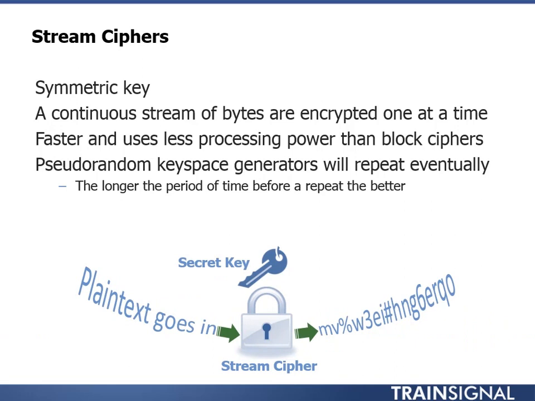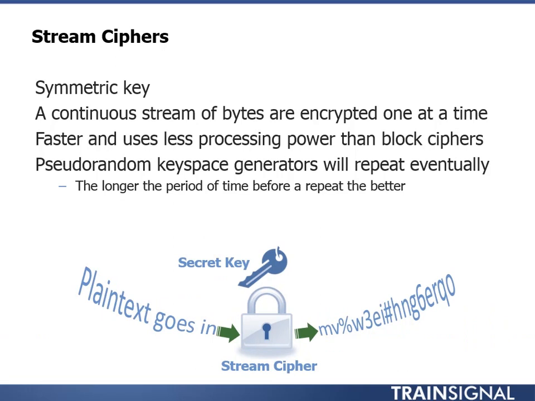The other option is a stream cipher. Stream ciphers always use symmetric key encryption, and they can process a continuous stream of bytes. So basically they're encrypting one letter at a time rather than encrypting an entire block. Stream ciphers are extremely fast and they use less processing power. However, the encryption generally isn't as strong as a block cipher.